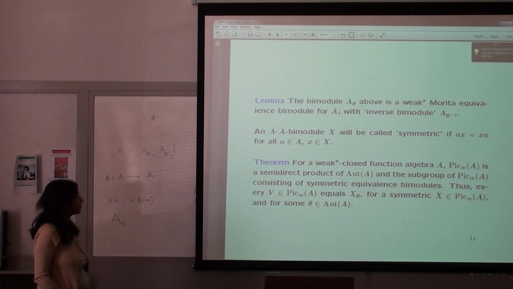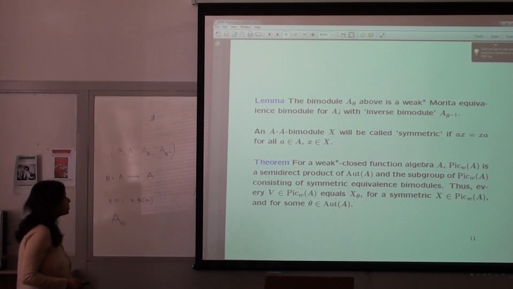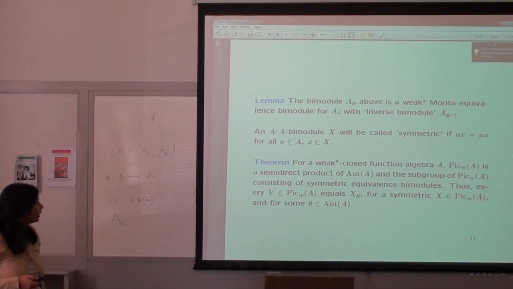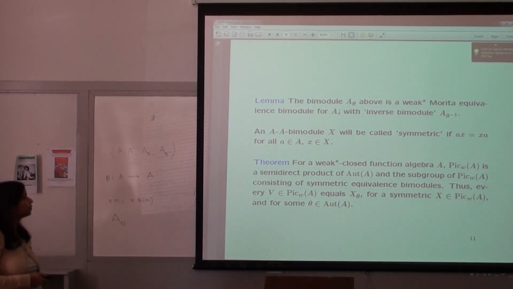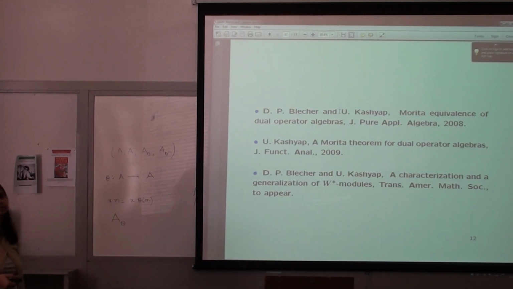This is the main result, and using this result we have proved that the weak Picard group of H infinity is the conformal automorphisms of the disk. But we are still working on a few details there, so I didn't prove that here. So I think I'll stop here. These are some of the references. Thank you.